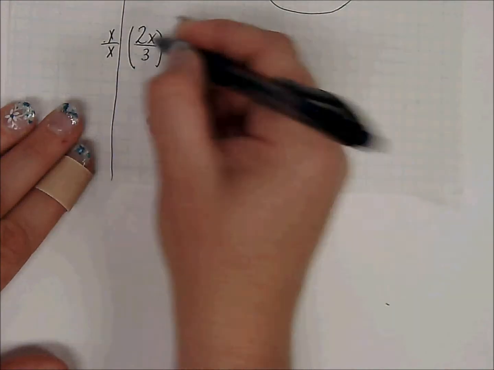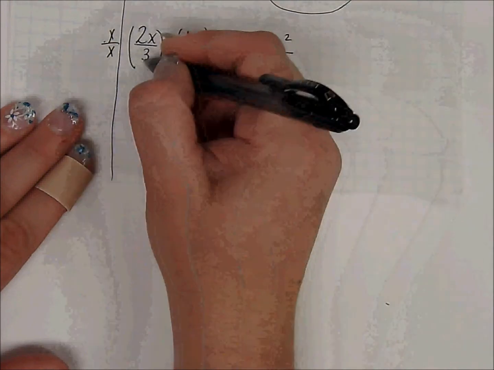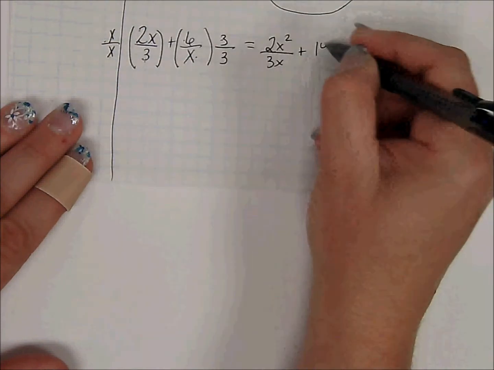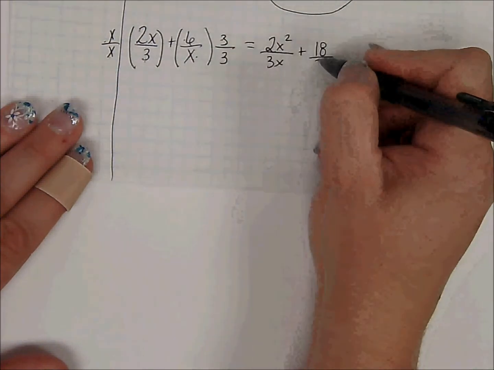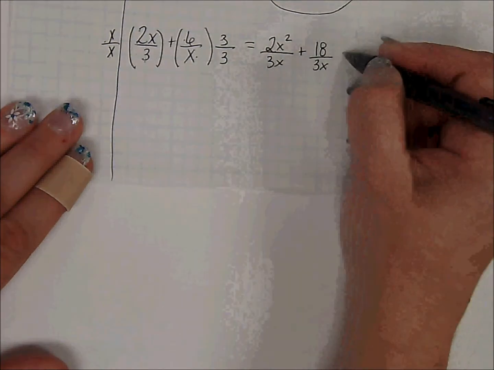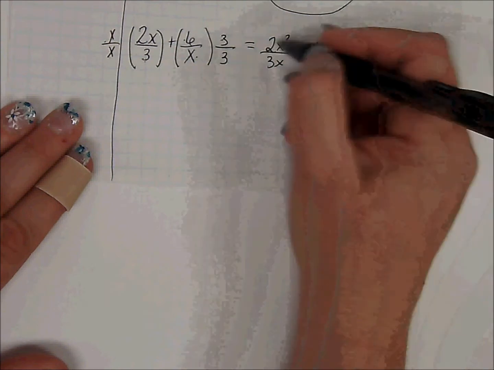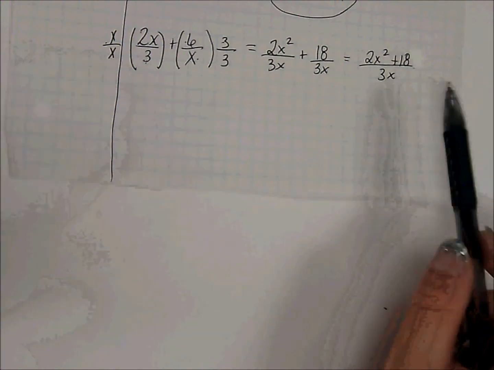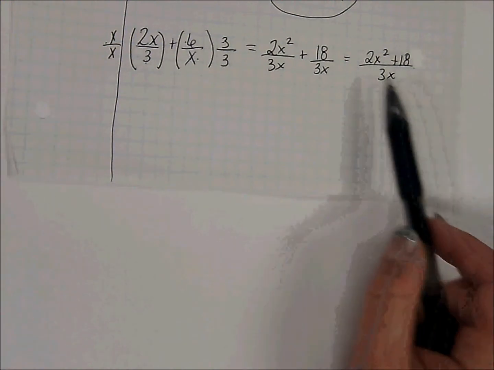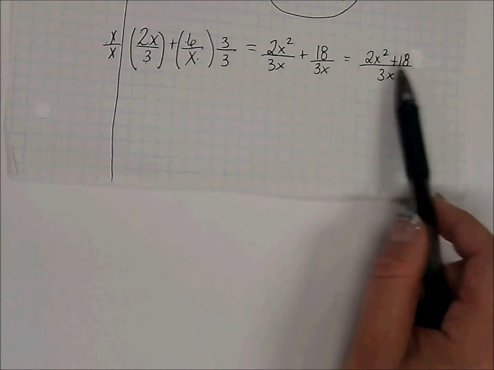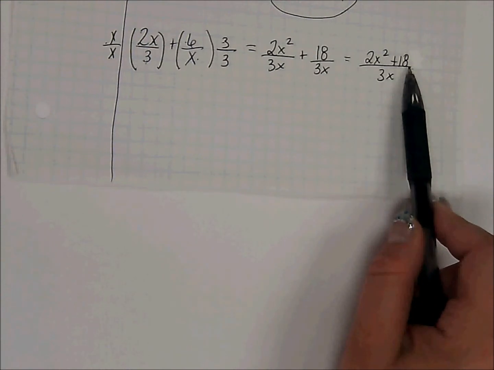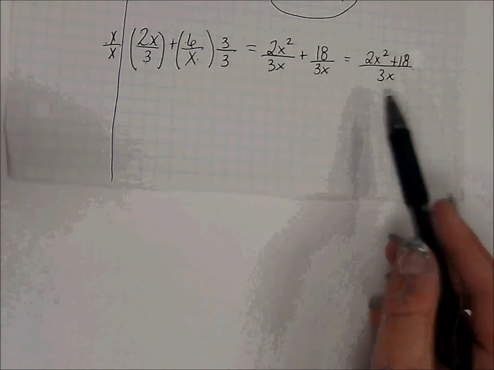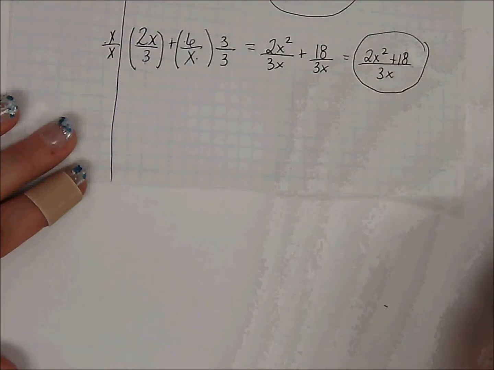X times 2x is 2x squared. 3 times x is 3 times x plus 3 times 6, 18. 3 times x, 3x. Common denominator now. So we're just going to move the common denominator over. 2x squared plus 18. Now if I try to factor this, I can take a 2 out of both of these, but I get x squared plus 9. And although they're both squares, it's not a difference of 2 squares. So I don't think I'm going to be able to pull anything out. I think that's where I'm going to have to stop.